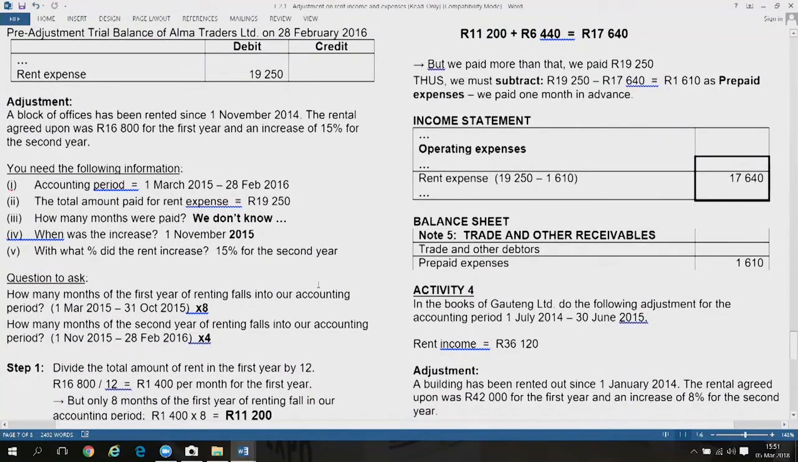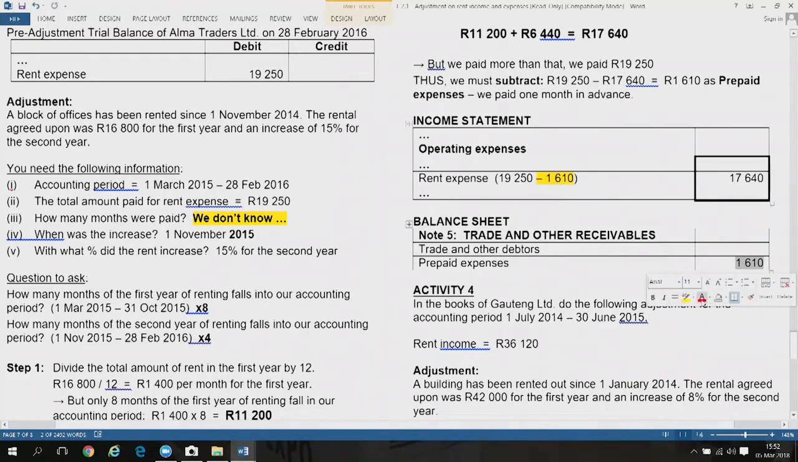There's your income statement where we minus the 1610. And remember, we don't know that we must minus 1610. If you go there, I do the steps again. I set the accounting period, then I set the total amount paid for rent. Then I say, for how many months did we pay? We don't know. That is what we are going to calculate. And after the calculation, we saw that there was 1 month that was prepaid. So we minus the 1610 there for prepaid, and you show the 1610 there for prepaid.